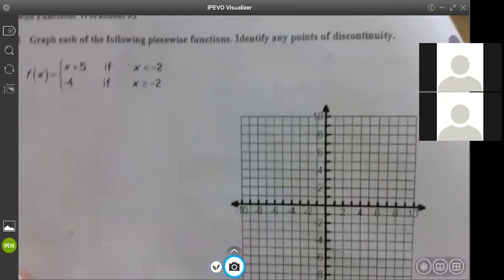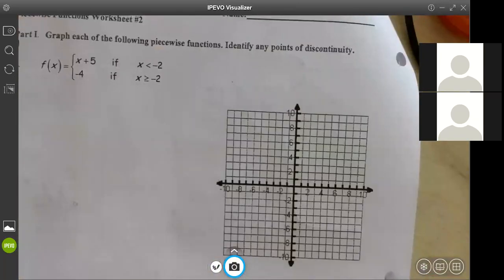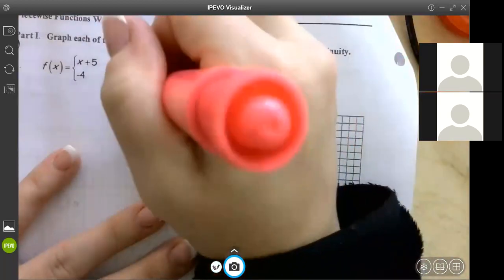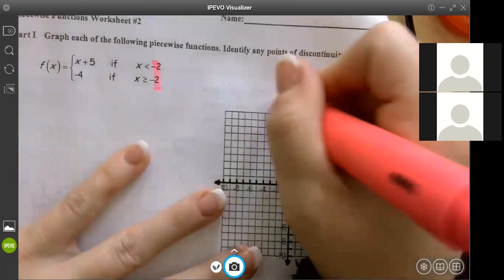And we're going to work on these piecewise. So if you look, it looks exactly the same. There's nothing any different, except for we have two functions at the same time. So sometimes you'll get those two functions and you'll see that they both have the same boundary line. So we're going to do the same thing. We're going to graph our boundary line at -2.